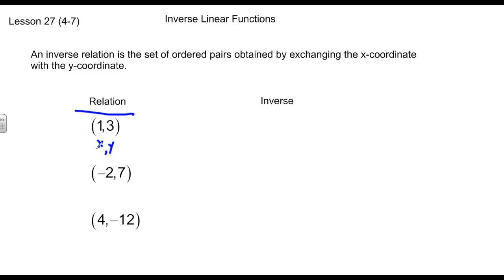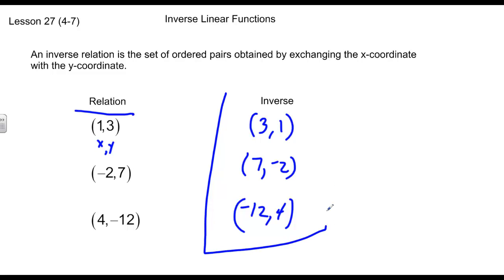And if we want the inverse of this relation, all I need to do is switch each x and y. So the inverse is going to be made up of the points (3, 1), (7, -2), and (-12, 4). And this is the inverse relation.